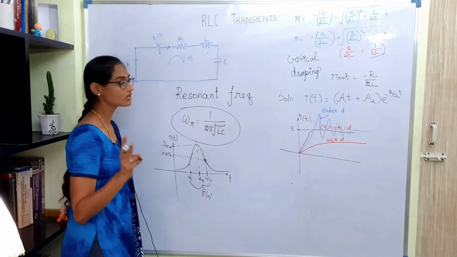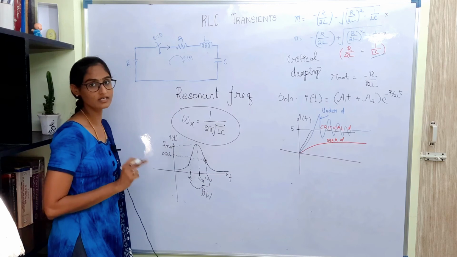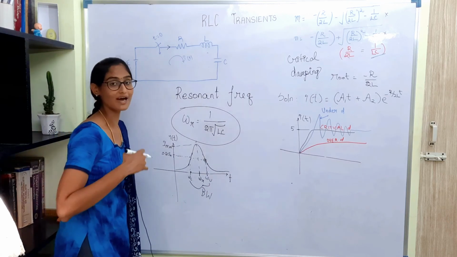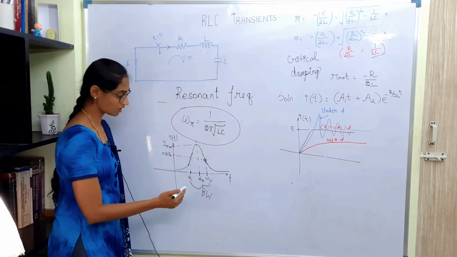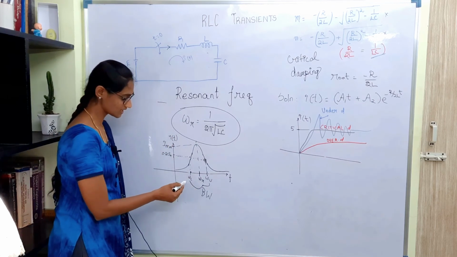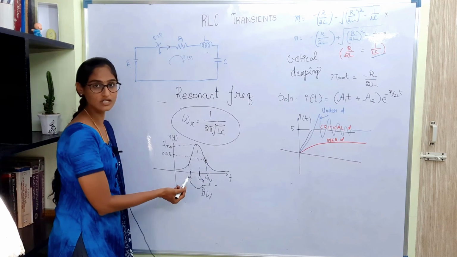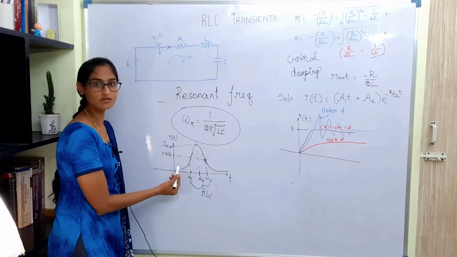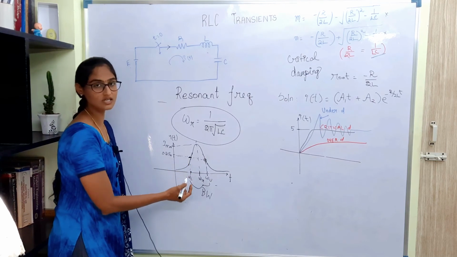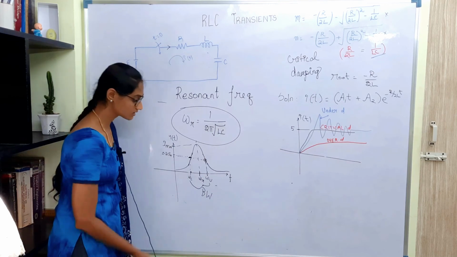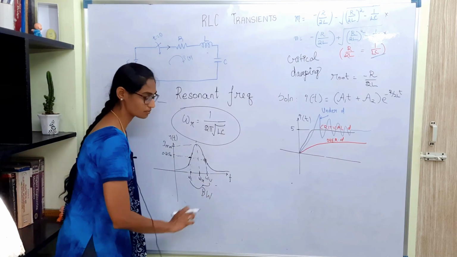We saw two terms here. One is resonant frequency. It is the frequency of the supply at which the circuit will be getting maximum response. This is called resonant frequency. We saw resonant frequency and then upper and lower cutoff frequency. It is the frequency at which the response of the current will be 70.7% of the maximum current. This is called upper and lower cutoff frequency. This gap between the lower and upper cutoff frequency is called bandwidth.